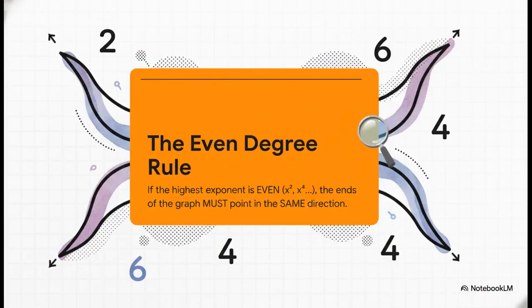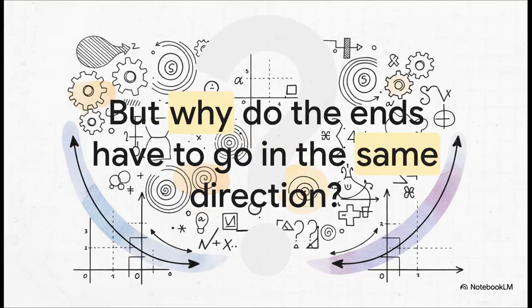So here it is, the rule itself. It's actually really straightforward. If the biggest exponent in your polynomial, that's what we call its degree, is an even number, like 2, 4, 6, 8, then the ends of the graph have to point in the same direction. It's a must. Either they both go up or they both go down. That's it.